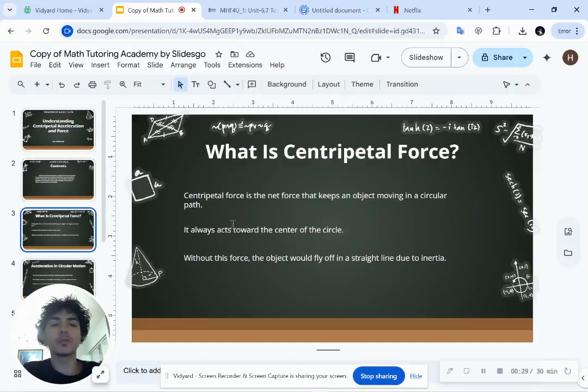What is centripetal force? A centripetal force is a force that keeps an object moving in a circular path. It always acts towards the center of the circle. Without this force, the object will fly in a straight line due to inertia. So a centripetal force allows the object to keep rotating and stay in that circle. Without it, it will just go in a straight path in a different direction. Once you remove the centripetal force, it will stop being a circle and will go in a straight path.